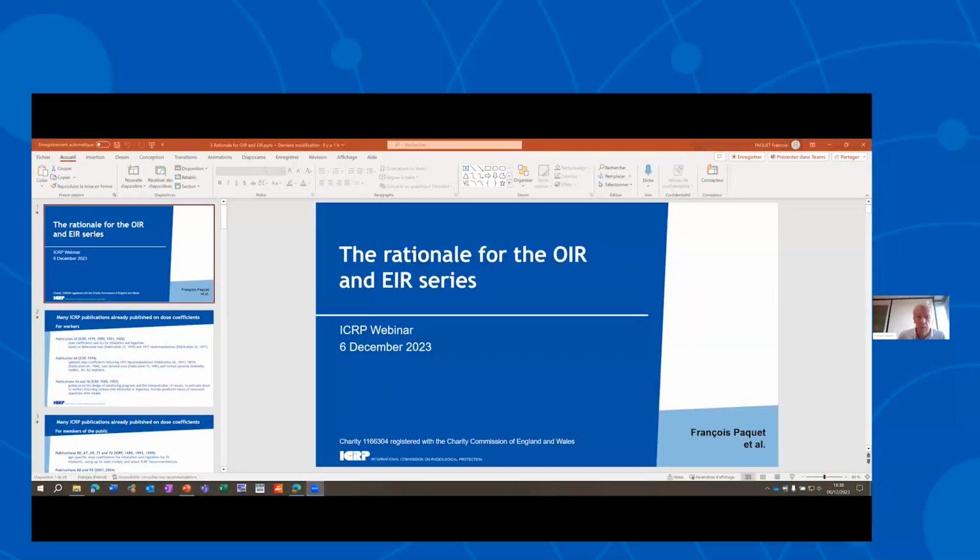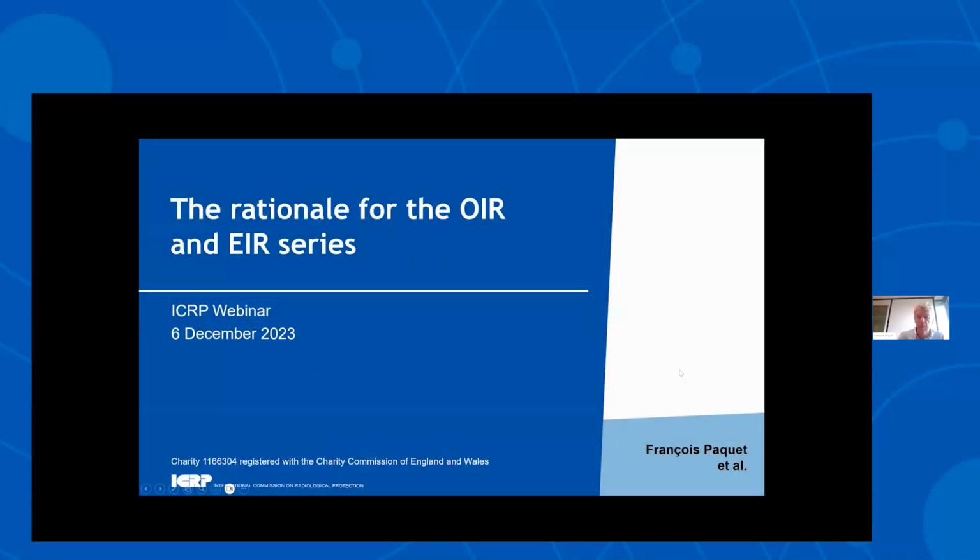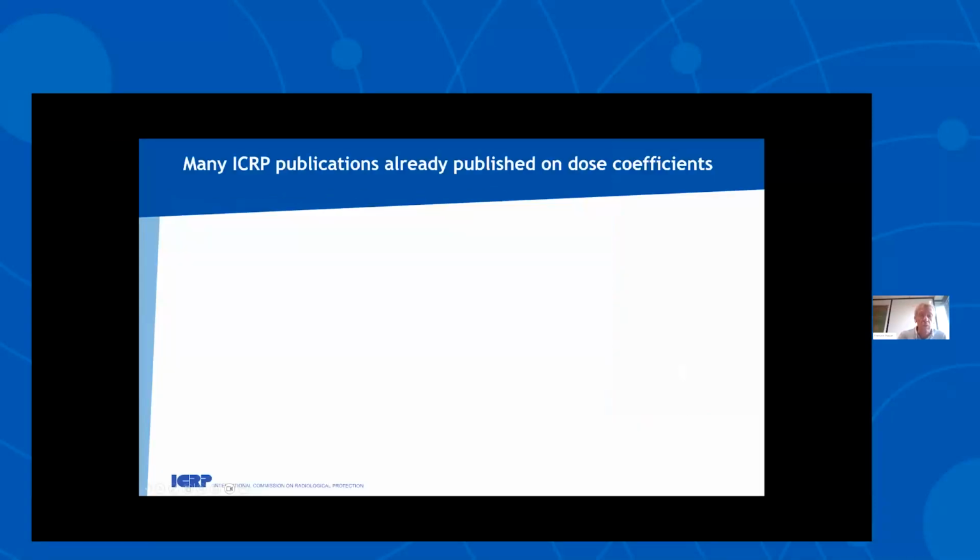So I propose to switch directly to the second presentation, which is about the rationale for providing the OIR and EIR series. I will try to put it on full screen. Okay, so why did we start this work many years ago?